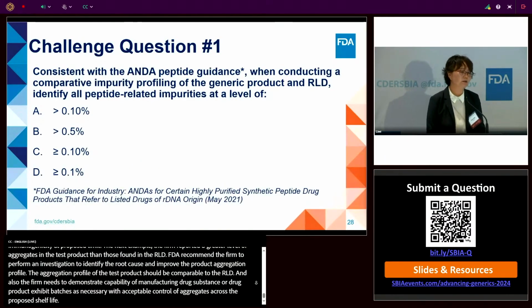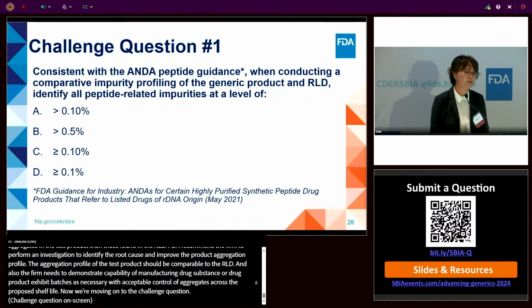Now we're moving on to the challenge questions. Question number 1: consistent with the ANDA peptide guidance, when conducting a comparative impurity profiling of the generic product and RLD, identify all peptide-related impurities at a level of A, greater than 0.10%; B, greater than 0.5%; C, greater than or equal to 0.10%; D, greater than or equal to 0.1%.